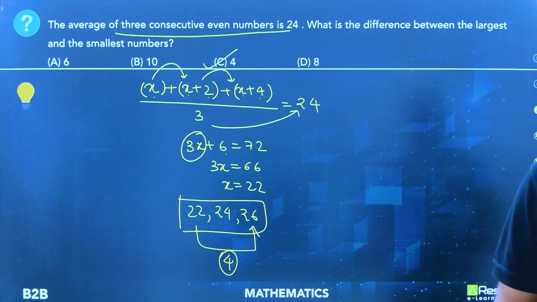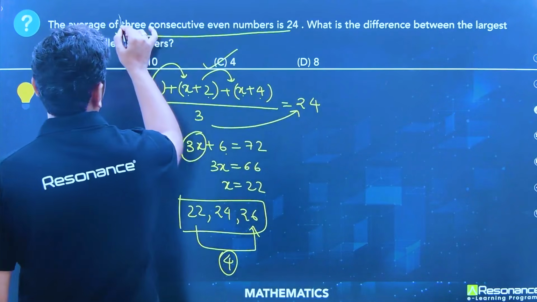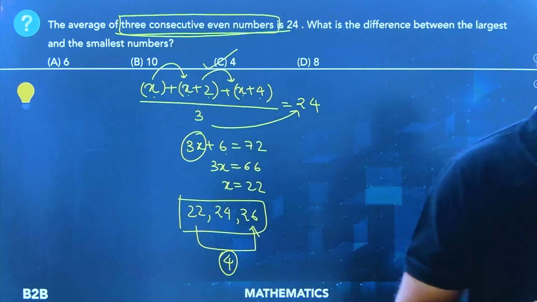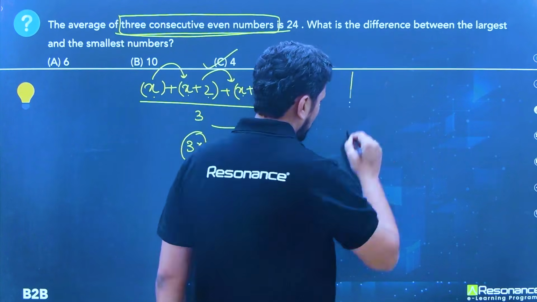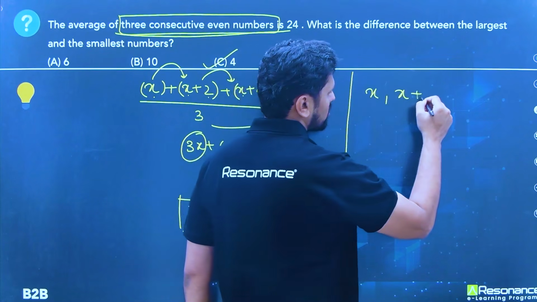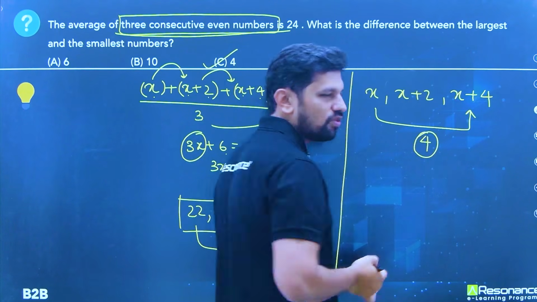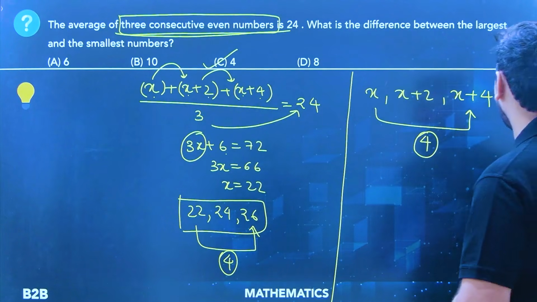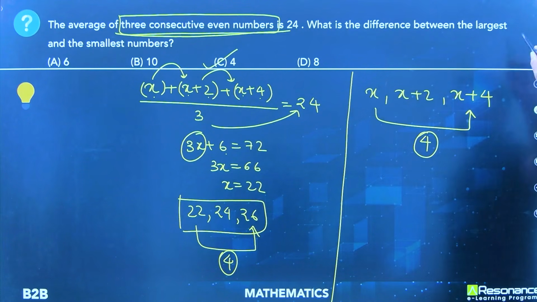Sir, we can directly write it as 4. Why? How 4? Okay, very good. Who said this? Harshita, very good. That's a very good approach. x plus 2 and x plus 4, these are the three numbers. So difference between these two will be equal to 4. Excellent. You will crack JEE for sure. Okay, next question.